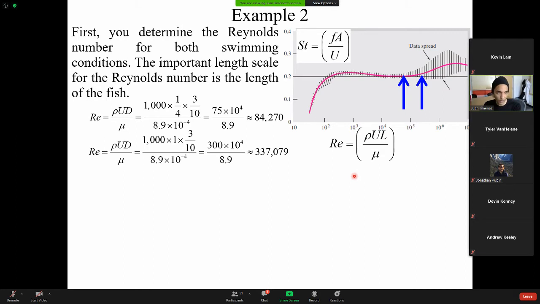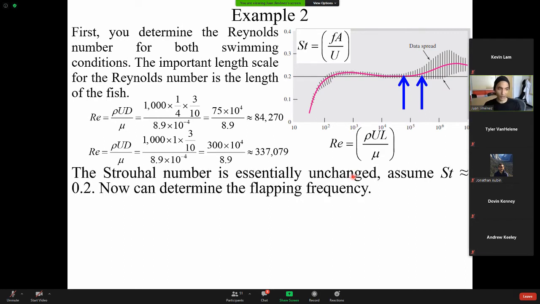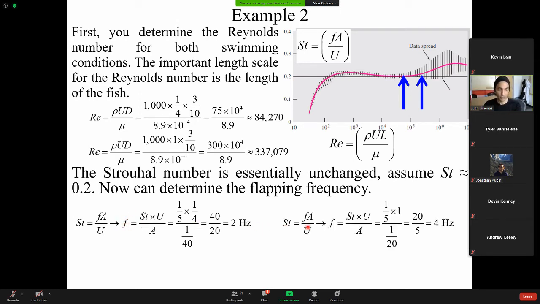So now you go back and say, all right, I want to determine my frequency. I'm going to choose a Strouhal number of about 0.2, and I can determine the flapping frequency. You know your Strouhal number is 0.2, and then you simply enter the different values and determine what the frequency is. You find out it's 2 hertz. Then you do it for the other velocity, and you find 4 hertz.